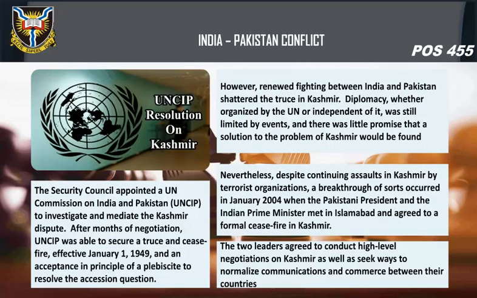The Security Council appointed a UN Commission on India and Pakistan to investigate and mediate the Kashmir dispute. After months of negotiation, the UN Commission on India and Pakistan, UNCIP, was able to secure a truce and ceasefire effective January 1, 1949, and an acceptance in principle of a plebiscite to resolve the accession question.